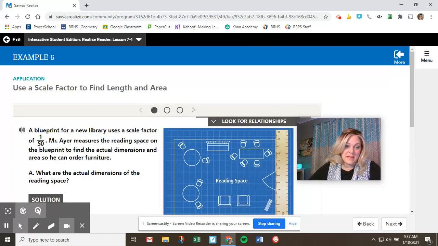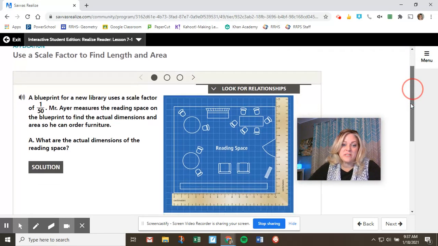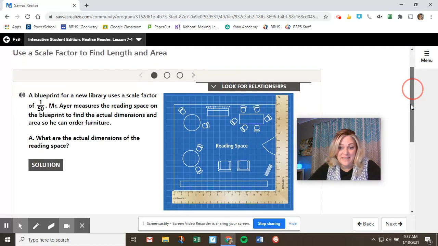Example 6 is an application problem. I love this problem because this is reality. This is where we use scale factors. It says a blueprint of a new library uses a scale factor of 1/50. Mr. Ayers measures the reading space in the blueprint to find the actual measurements and area so we can order the furniture. So you're not only finding the measurements, you're finding the area.